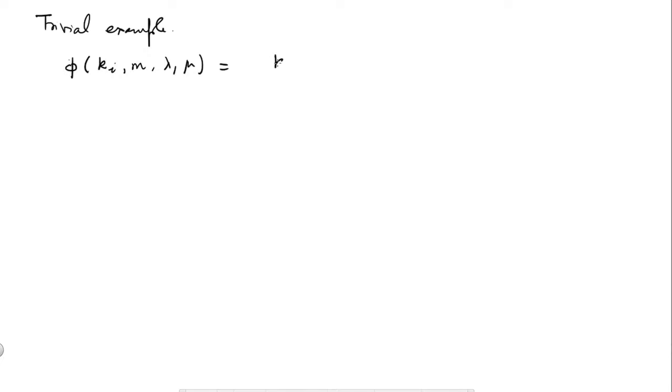And suppose this function is the following: k1 to the 4, k1 square k2 square, plus mu square k1 dot k2, plus m square mu square, plus lambda k2 to the 4. Some expression I have constructed. All I have taken care of in writing this expression is that each term has mass dimension 4. So that's 4, this is 4. This is 2 and this is 2, so 4. Lambda is dimensionless in this example, so the mass dimension 4 is coming from k2 to the 4.